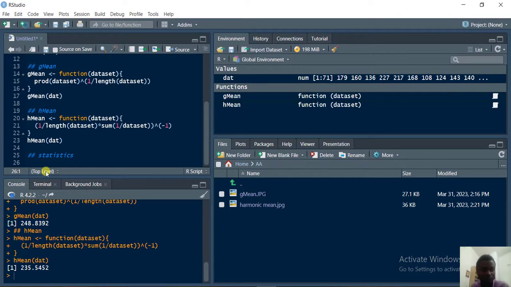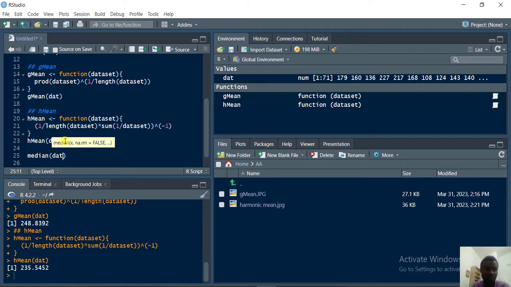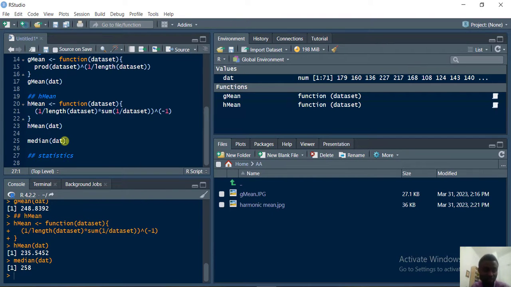But before we go, I also remember that we can perform the median by saying median DAT. So we can see that this is the middle observation, 258. So how do we arrive at this particular 258? Don't forget, if you are calculating the median manually, you have to arrange your data and then look for the observations that we have in the middle.